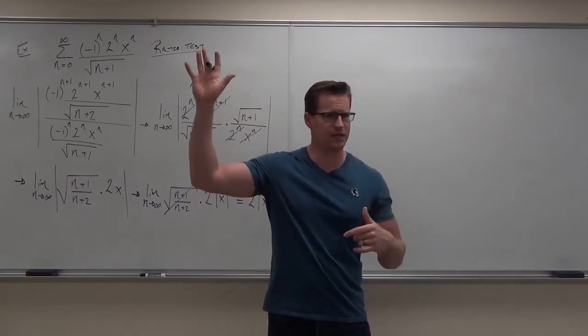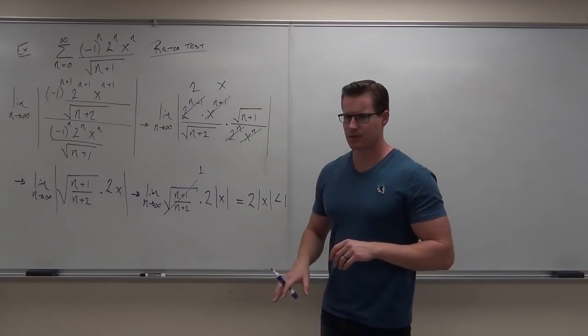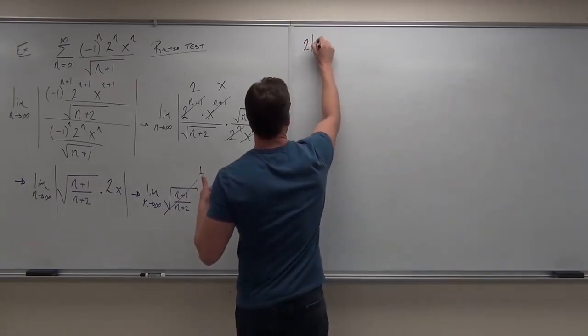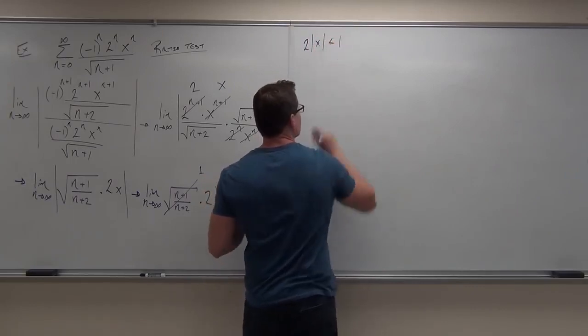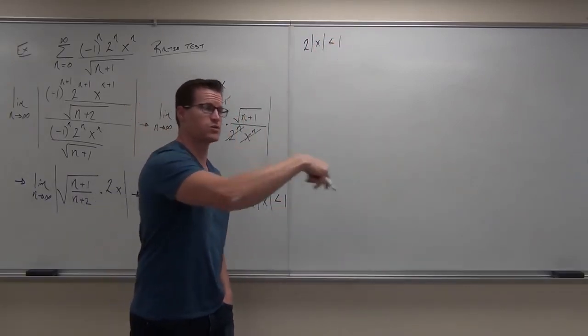Show of hands if you're okay with that idea. I know we explained this a couple times, I'll make sure you're with it. Do I stop here? No, but we're getting there. What we know is that 2 absolute value of x less than 1 gives us our interval of convergence for our power series, for which our function will be defined.